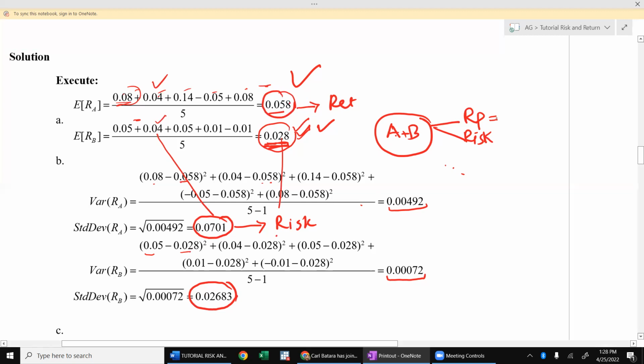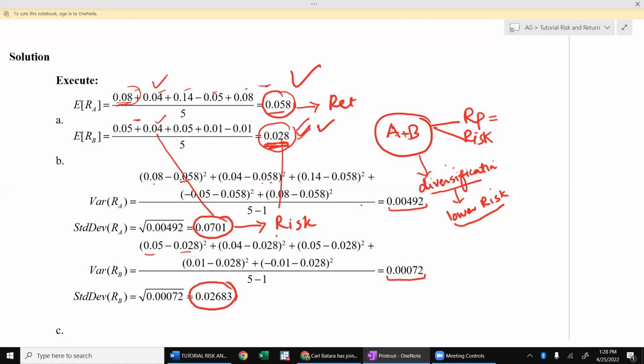Okay, let me put the question this way. If I make a portfolio, you know that when you make a portfolio you are diversifying, right? And diversification means lower risk, right? So which one of the two has the highest risk, students, A or B individually? Yes, A has the highest risk, right?